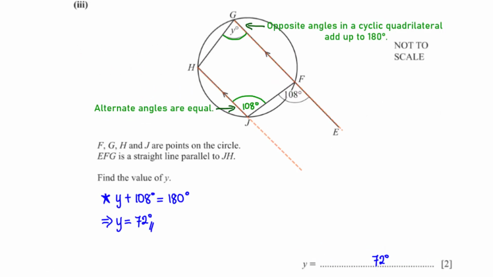F, G, H and J are points on the circle. EFG is a straight line parallel to JH. Find the value of y. These two angles are alternate angles, and alternate angles are equal. And so if one angle is 108 degrees, then the other should also be 108 degrees. Opposite angles in a cyclic quadrilateral add up to 180 degrees. So y plus 108 degrees should equal 180 degrees. When we subtract 108 from both sides, we get y equals 72 degrees.